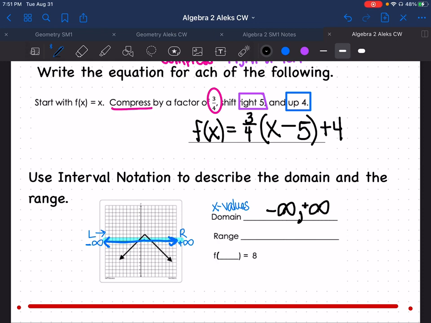And then I have to go back to lesson 1.1. Infinity is always considered open because we never know where it truly ends. And so we want to use the parentheses.